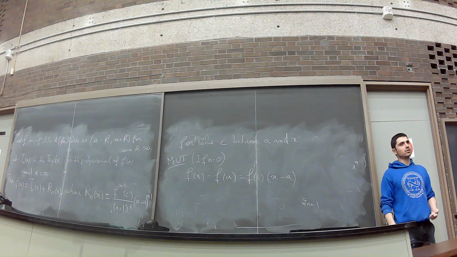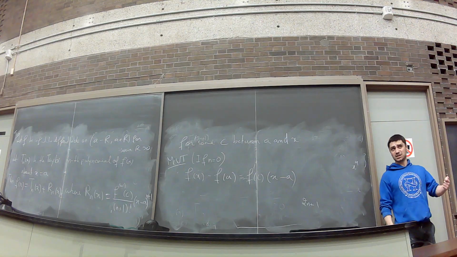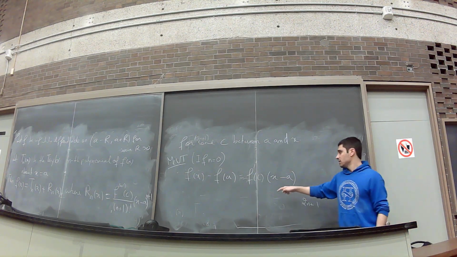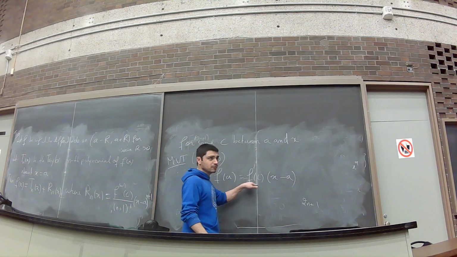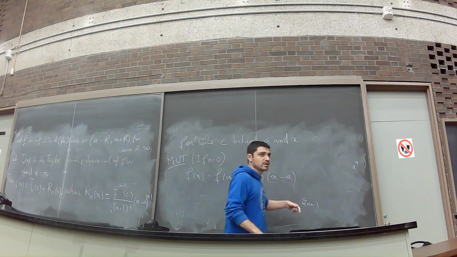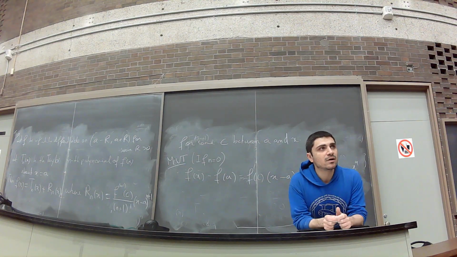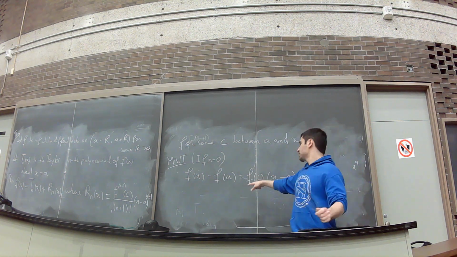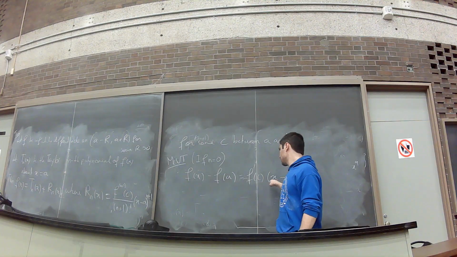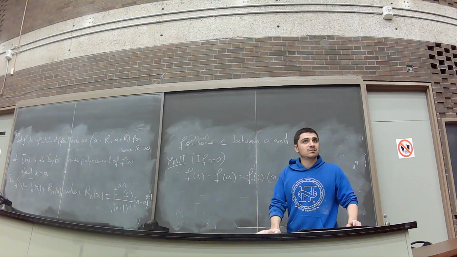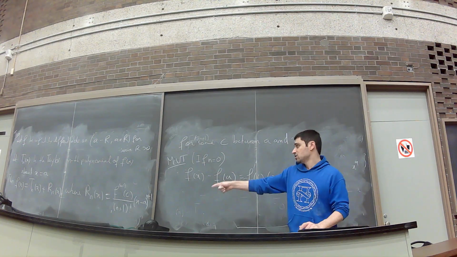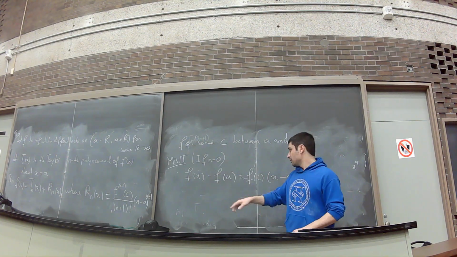What is the Taylor 0 polynomial? T0 is just f of a, right? f of x minus f of a is just f prime of c times x minus a, for some c between a and x. Do you remember this mean value theorem? Yes or no? Okay, this is just a generalization of it.